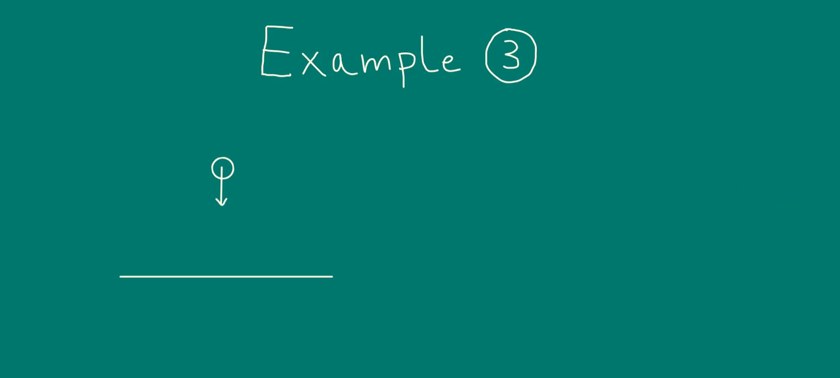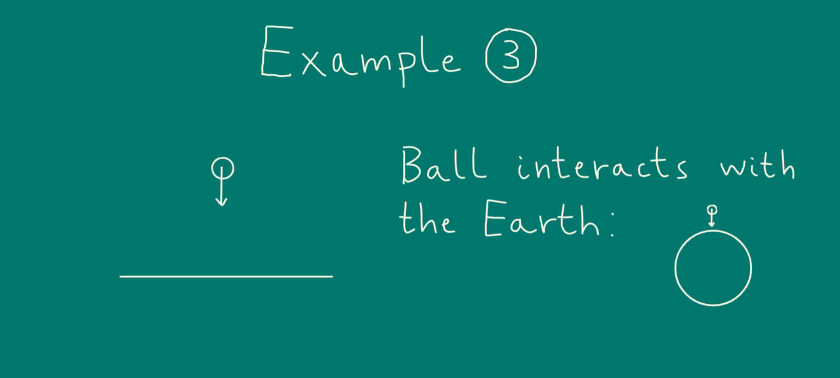In our third example, a ball falls towards the ground and experiences a downwards force known as the weight of the ball. In this example, the ball interacts with the earth. In other words, the two bodies that are interacting here are the ball and the earth.